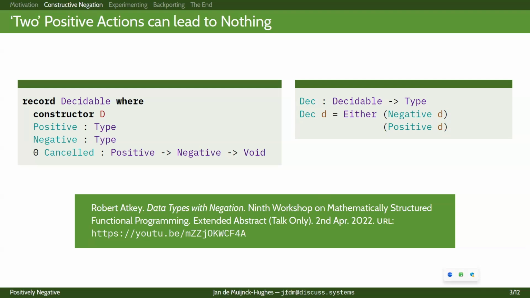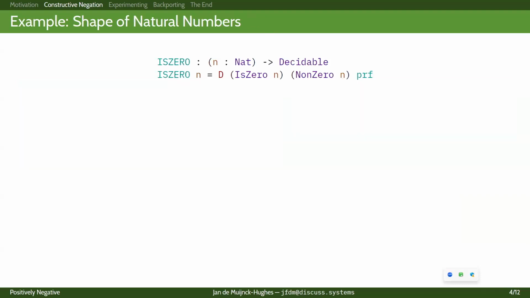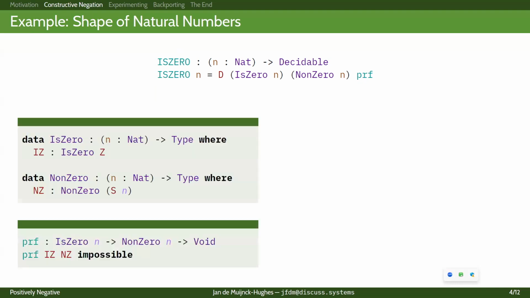So to give you an example, I have is 0. This is what we had in the very first slide, where I am pairing two data types, is 0 and non-zero. I'm saying is 0 is my positive thing, non-zero is my negative thing, and we have a proof that the two cancel. This is very elementary.